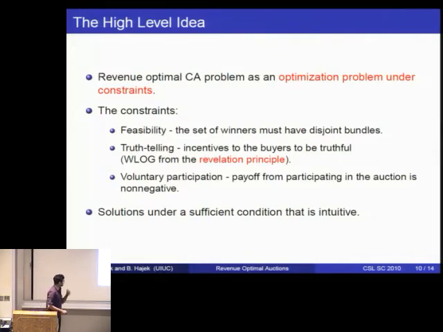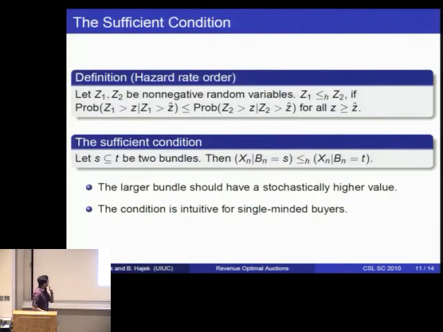And finally, we obtain a sufficient condition under which this problem can be solved. The sufficient condition requires a definition, which is hazard rate ordering. So what it says is that if there are two random variables, Z1 and Z2, then Z1 is less than Z2 under hazard rate ordering if, when you condition them on some Z hat, the tail probability of Z1 is less than the tail probability of Z2. So what it says is that higher mass is assigned towards higher values for Z2 as compared to Z1. And this should be true for all Z and Z hat.